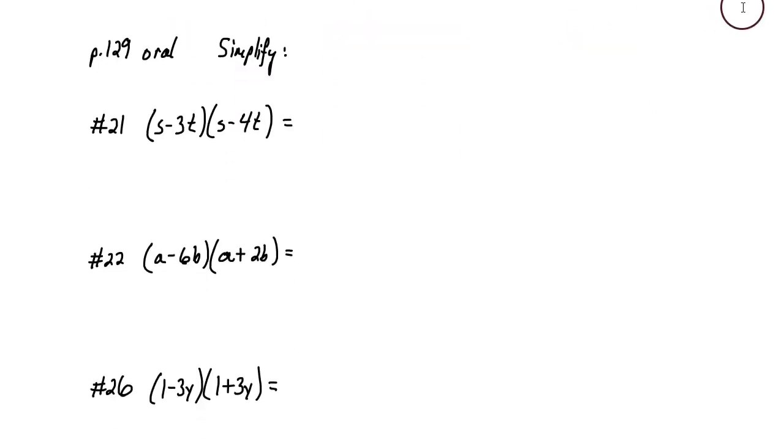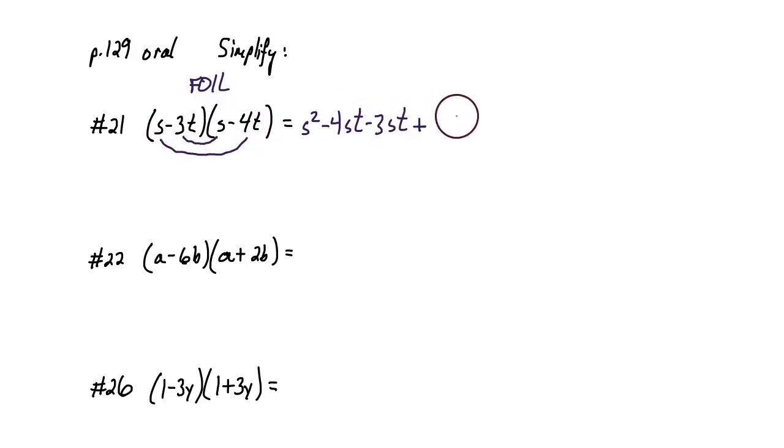On page 129, we're asked to simplify. We're going to multiply the binomials together using FOIL. S times S is S squared. Our outer product is -4ST. The inner product is -3ST. And the last product is negative times negative, which is positive, 3 times 4, which is 12, and t times t, which is t squared. Then combine those like terms together. We get -7ST as our middle term.